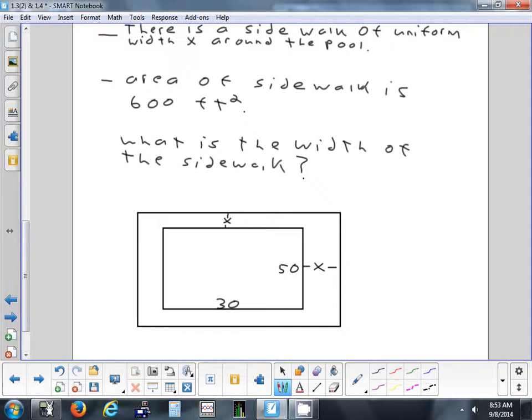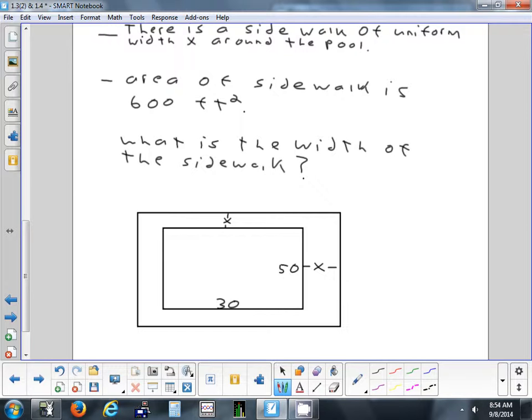Well, we're given some areas in this problem. We're given the area of the sidewalk. We could find the area of the pool. That's pretty straightforward. And somehow we need to use the areas to come up with a formula to find x. This is going to be an important number to use, the 600. How could you calculate the 600? You don't even have to tell me the numbers you would use, but just tell me what would be the calculation for the area of the sidewalk, maybe based on a couple other areas in this picture.